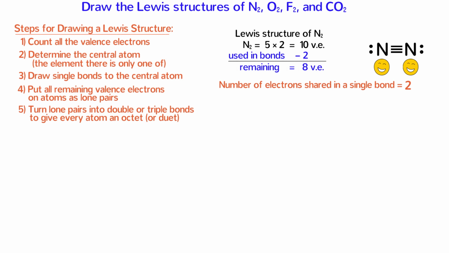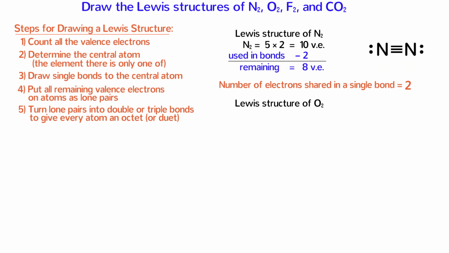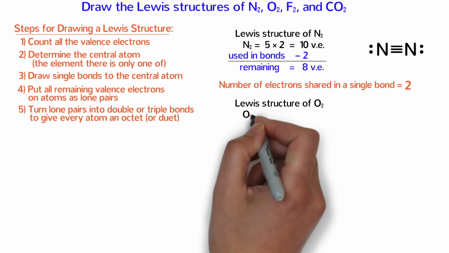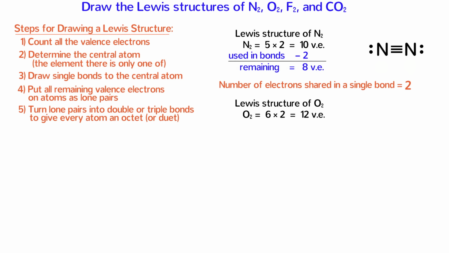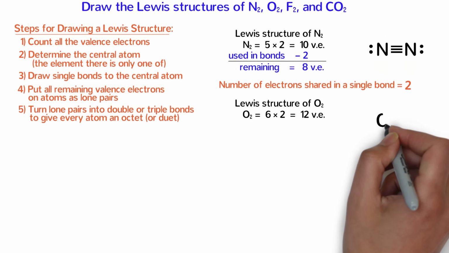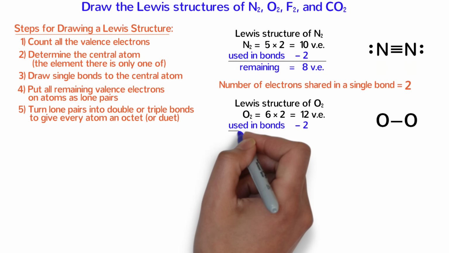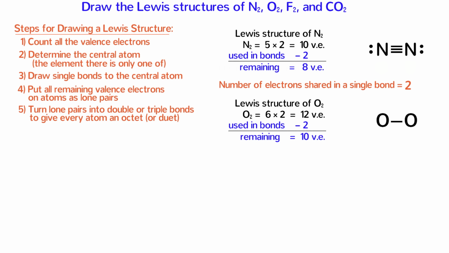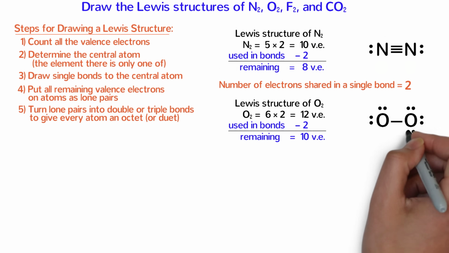Okay, now that our N2 looks good, let's tackle the Lewis structure of O2. First, count all the valence electrons. Each oxygen has 6 valence electrons, and there are 2 oxygens, so we multiply 6 times 2 to get 12 valence electrons. Next, draw the 2 oxygen atoms and connect them with a single bond. We've used up 2 valence electrons, so there are 10 valence electrons remaining. Distribute those 10 electrons on the 2 oxygen atoms as lone pairs, 2, 4, 6, 8, and 10.